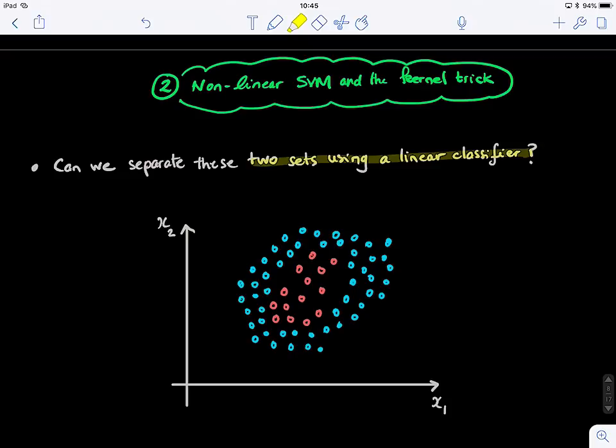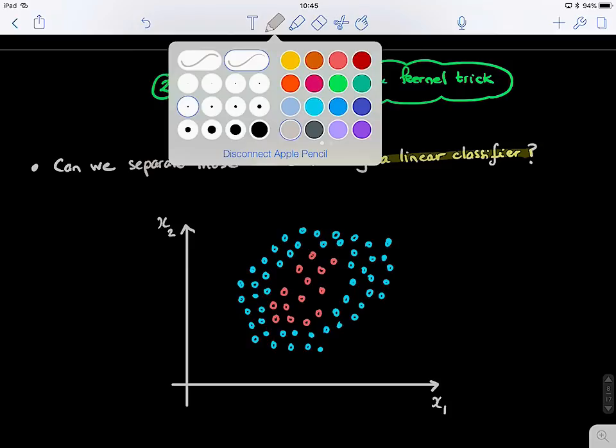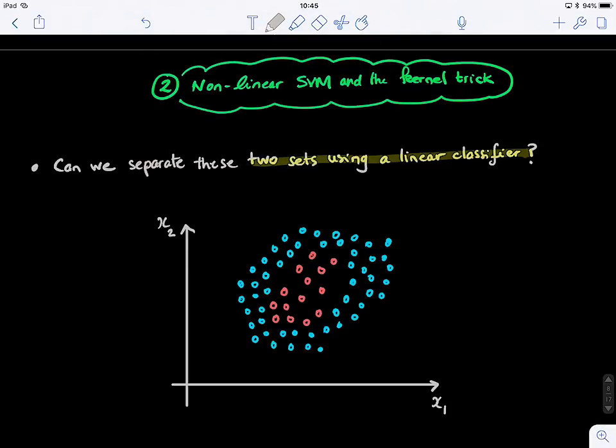You look at these two classes, the blue one and the red one, and if you want to separate them, you know that you need to draw a nonlinear line, a nonlinear curve in this case. So they're not linearly separable. If you draw any line, you cannot separate them. You're going to make a lot of mistakes. So how can we potentially use a linear classifier to solve this problem?